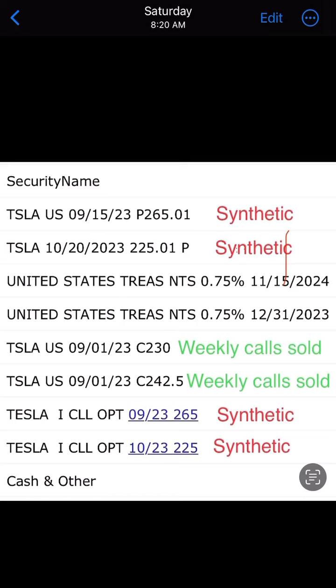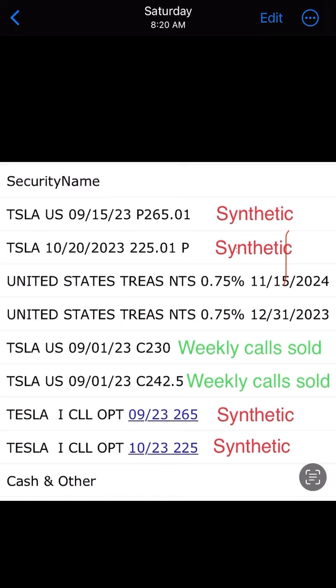Now, we want to look at what's left. So the number 3 and 4 are the United States Treasuries. That's pretty straightforward. They're not investing in the underlying stock, so they still have all of this cash. So what are they doing? They're investing it in treasuries and earning interest because the current interest rates are very high. So that's great. What else are they doing?